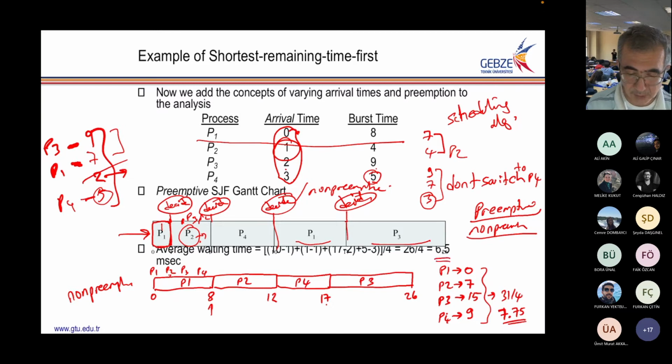So the total waiting time will be 26, and average waiting time will be 26 over 4, 6.5. So this is interesting. Shortest remaining time.